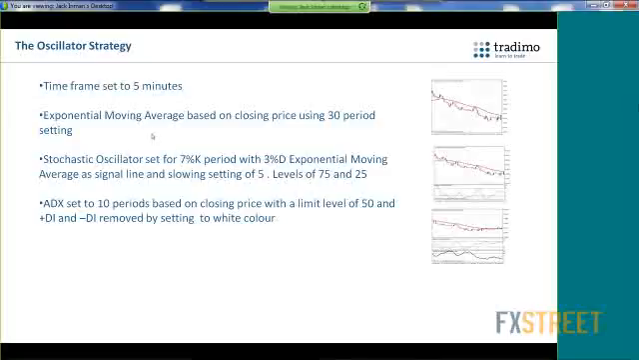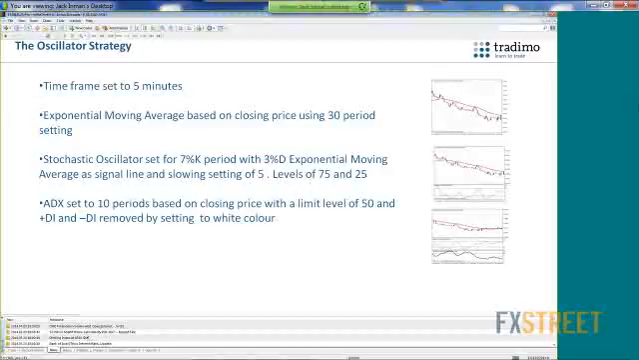Now, if we look at the stochastics, as you can already see, we're set to a 7 K period with a 3 D exponential moving average signal line, and a slowing setting of 5. And we've got levels of obviously 75 and 25. For me, it's 75 to 80 and 20 to 25.